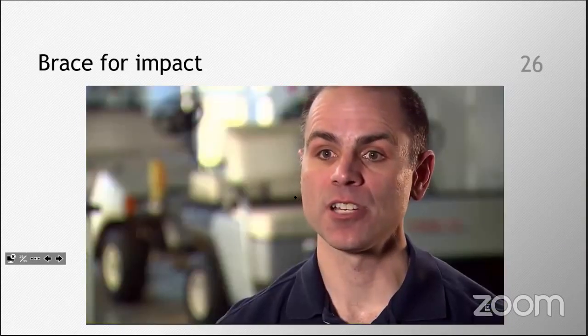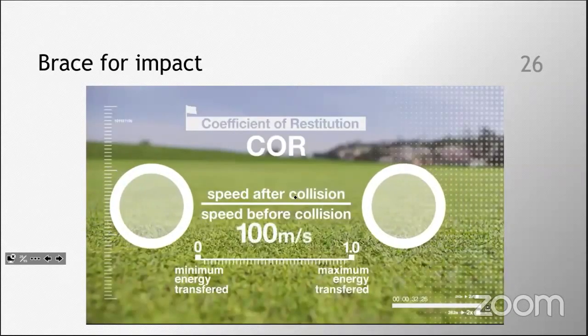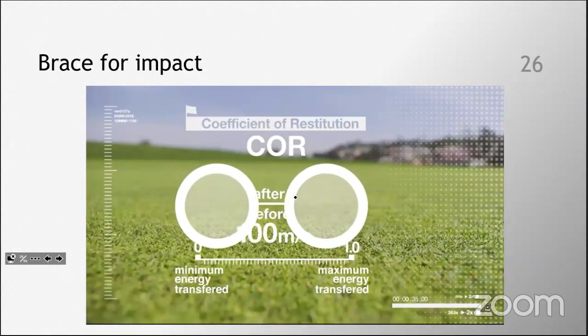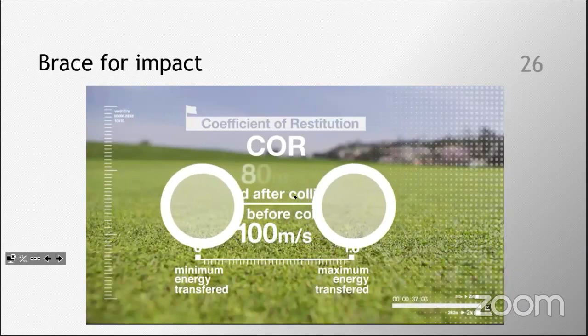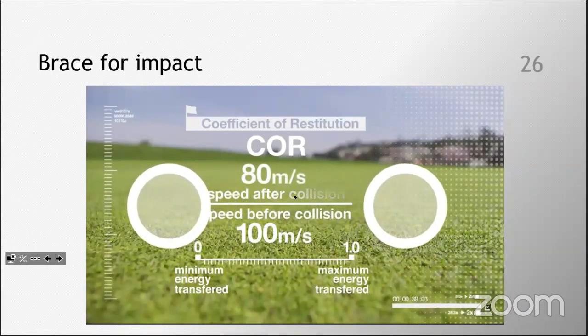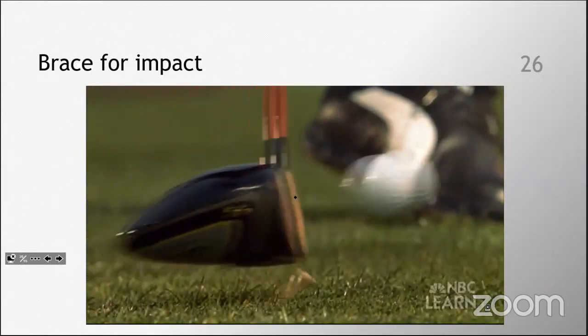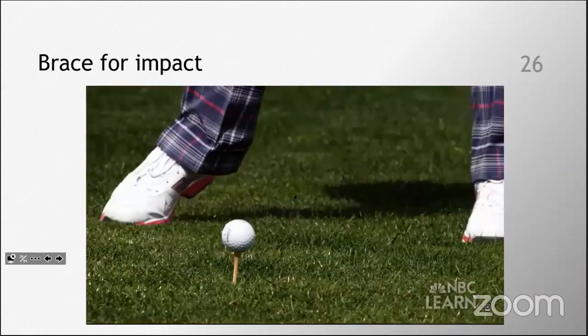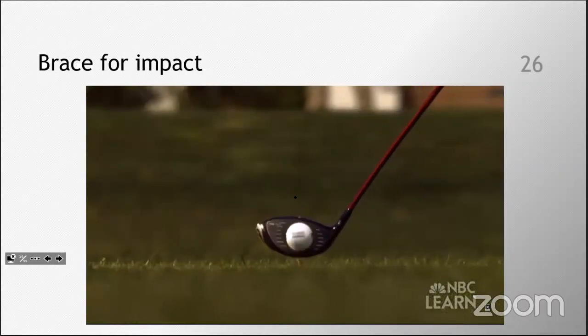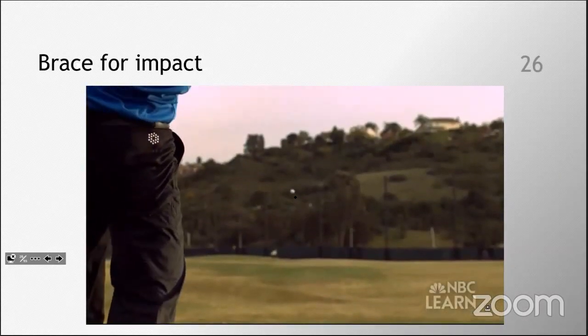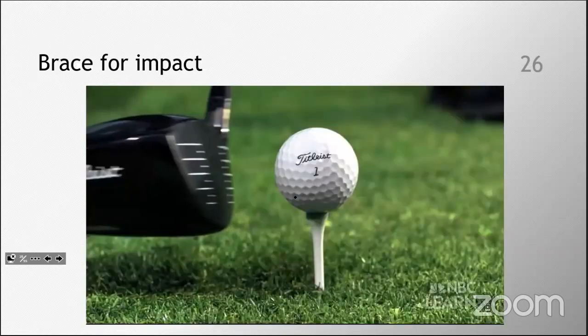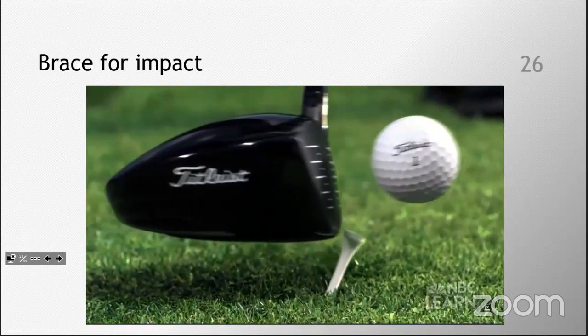If 2 objects approach each other at 100 meters per second, and they collide, and then they separate at 80 meters per second, then the coefficient of restitution would be 80 divided by 100, or 0.8. If a golf club can store more energy in the club head during a collision, less energy is lost, creating greater ball speed. Manufacturers work hard to develop club heads with greater flexibility.